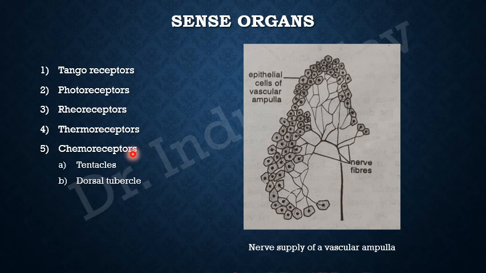Then the fifth are the chemoreceptors, and they are sensitive to chemicals. As the name suggests, these include the tentacles and the dorsal tubercle. The chemoreceptors are the tentacles and the dorsal tubercle. The branchial tentacles, due to their rich nerve supply, are considered olfactory in nature. They test the quality of incoming water and also the size of food particles entering the pharynx.